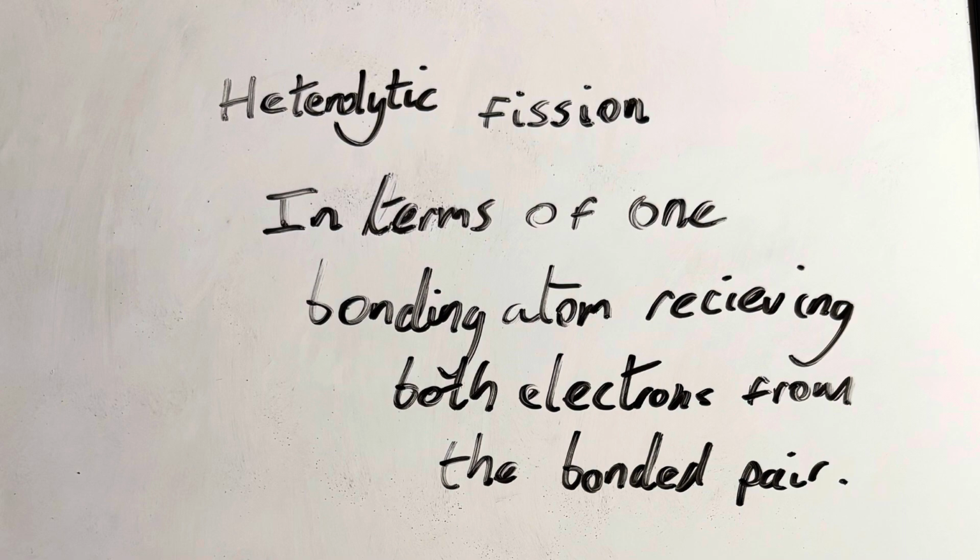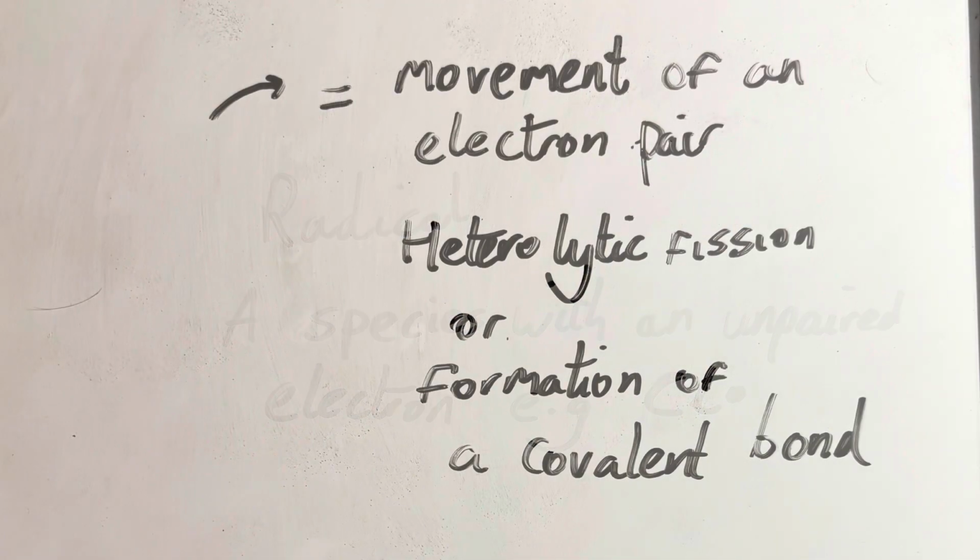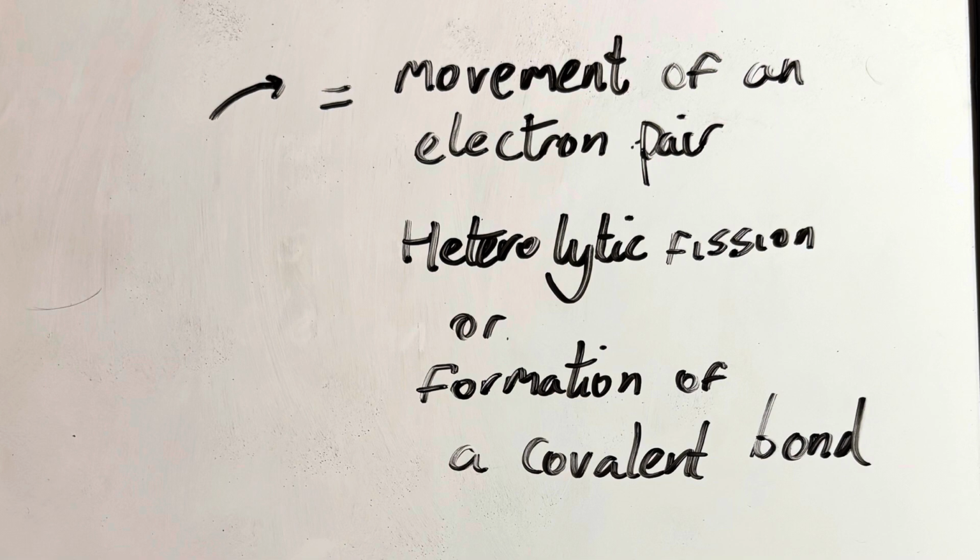Now, what are radicals? Well, they are a species with an unpaired electron, which we represent with a dot here. So you can see a chlorine radical here because it's Cl dot. And you can show the movement of an electron pair using the curly arrow. Because it's an electron pair, you can use this for heterolytic fission or the formation of a covalent bond.